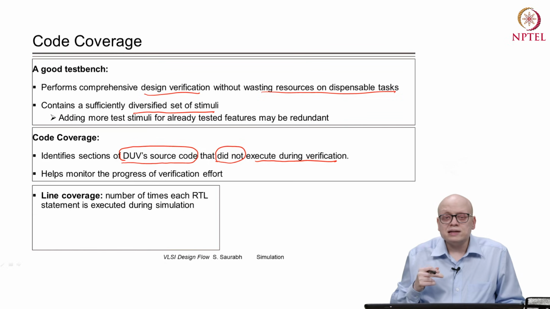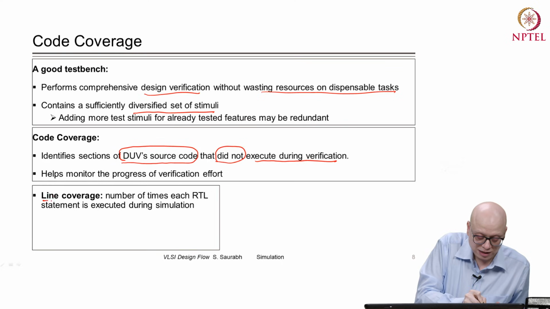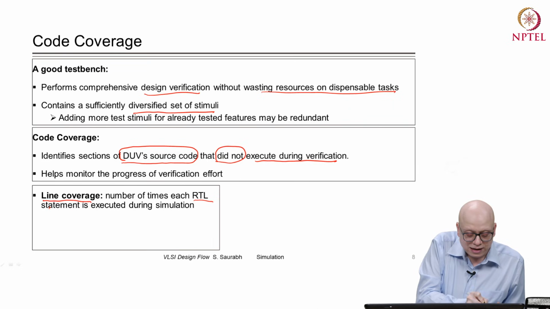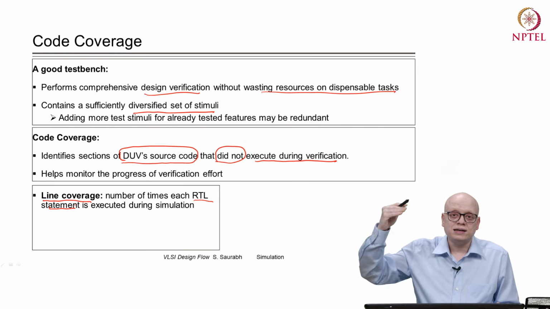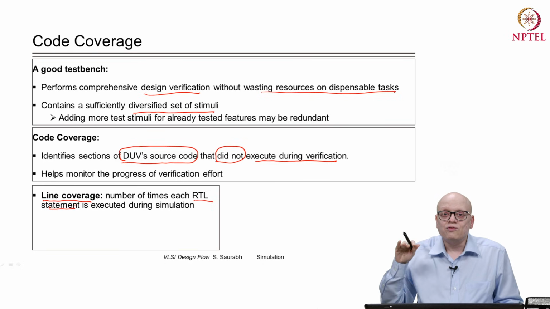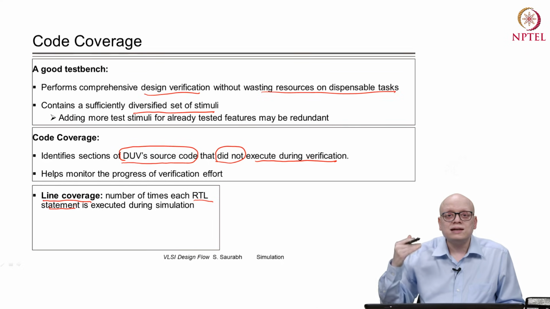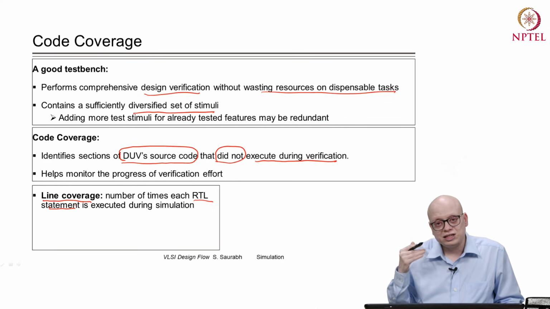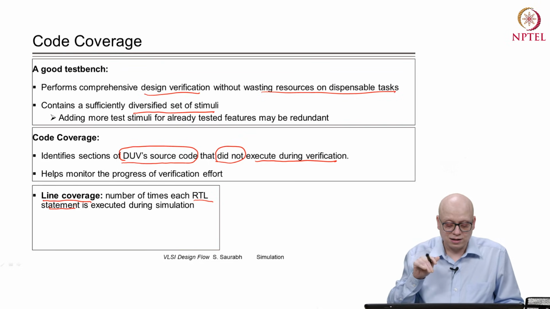So, there are various types of code coverage metrics. One of them is line coverage, right. The line coverage measures the number of times each RTL statement is executed during simulation. So, we can identify that in the RTL code these lines were not executed at all. And probably those lines can be covered later on by creating a more comprehensive test bench or creating stimuli which executes that portion of the RTL statement.